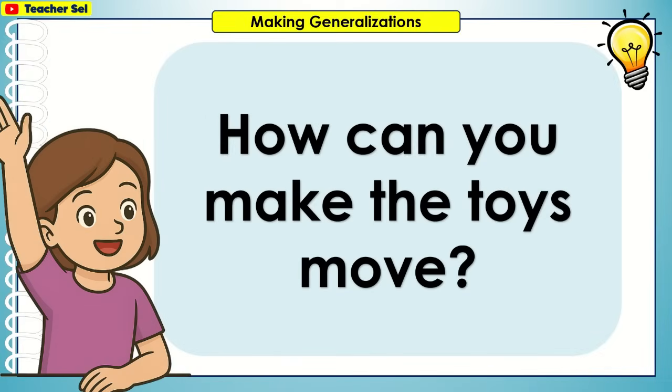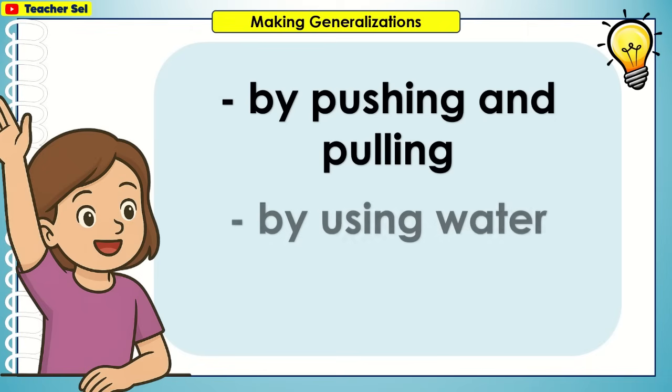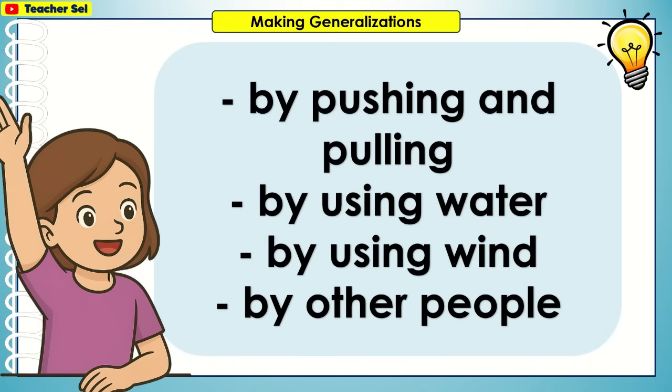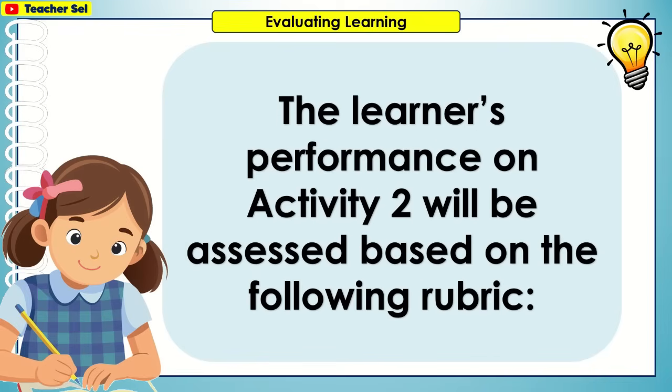How can you make the toys move? By pushing and pulling. By using water. By using wind. By other people. The learner's performance on Activity 2 will be assessed based on the following rubric.